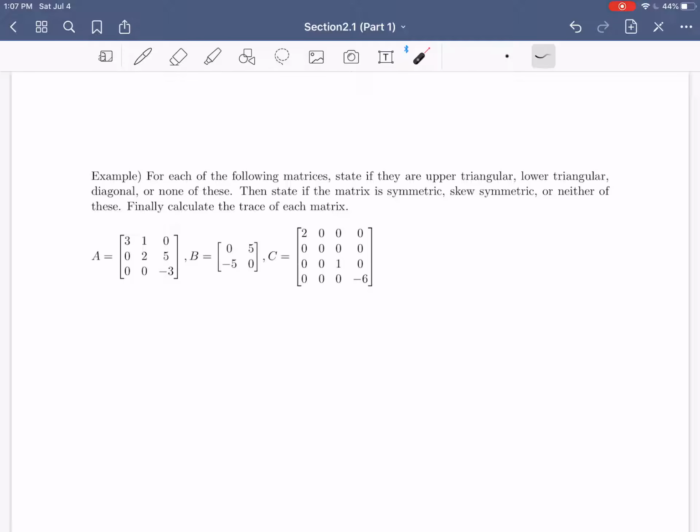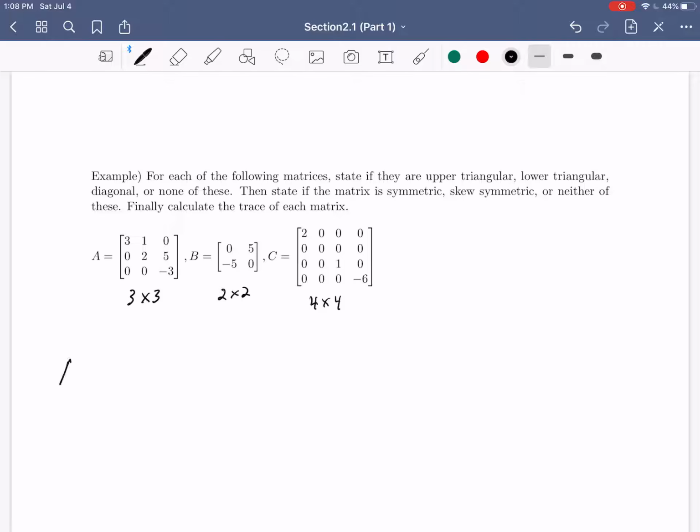So here's 3 square matrices. We can just make a note real quick here. This one is a 3x3 square matrix. This is a 2x2 square matrix, and this is a 4x4 square matrix. What we want to do is first we're going to go through and talk about if each of these matrices are upper triangular, lower triangular, diagonal, or none. Then we're going to state if the matrix is symmetric, skew symmetric, or neither. And then finally we're going to calculate the trace of each of these.